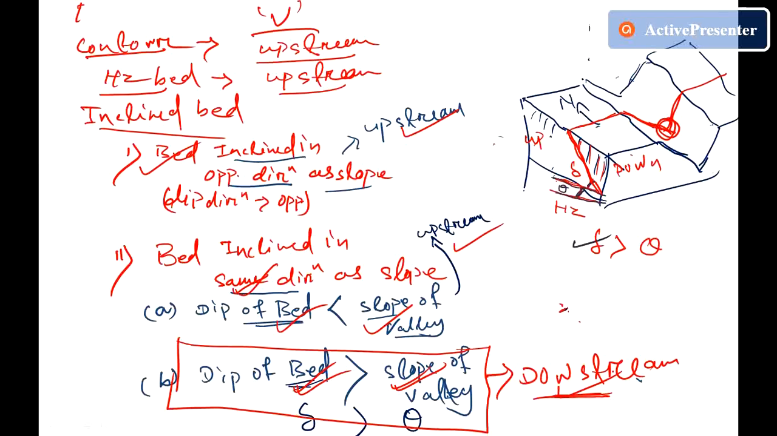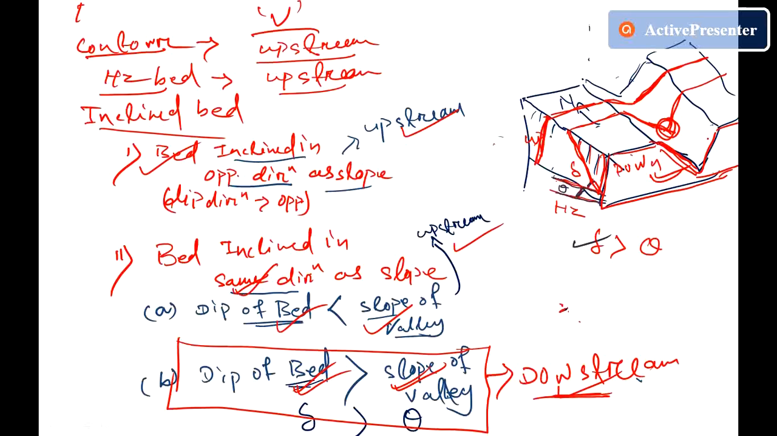If you talk about vertical bed, if you talk about exposure of vertical bed, this is vertical bed. If I pass a vertical bed here, it will not show any upstream or downstream. It will just show the profile of the river. Right? This is your vertical surface. This surface what you are viewing, this is your vertical surface, right? So any vertical surface will not point any upstream or downstream direction.